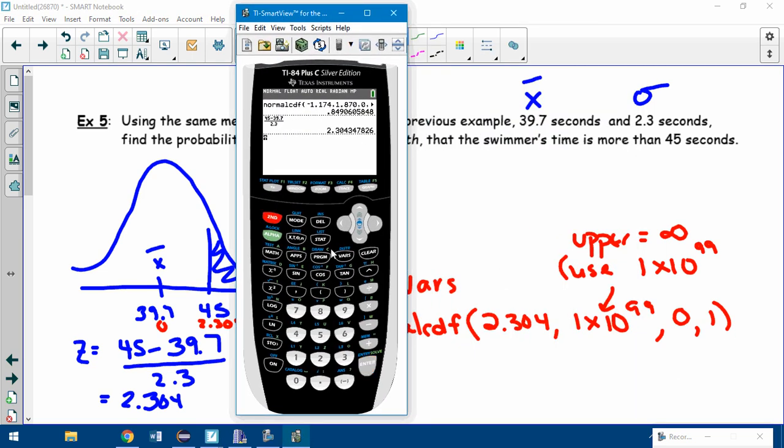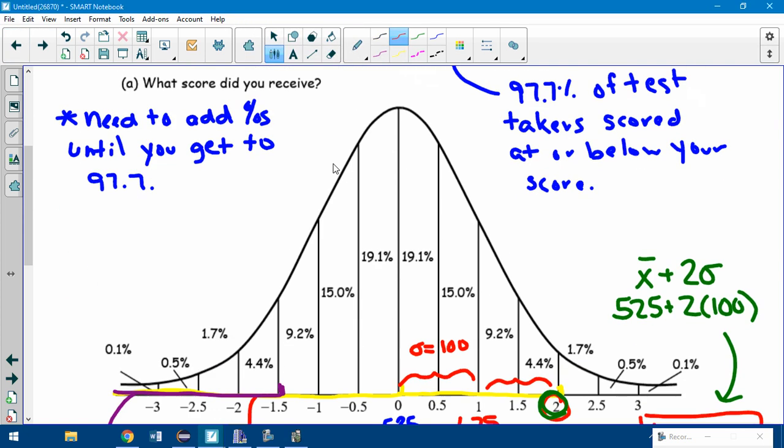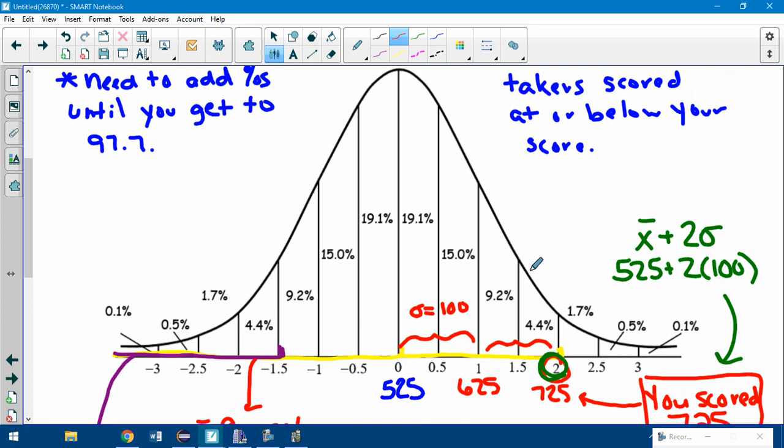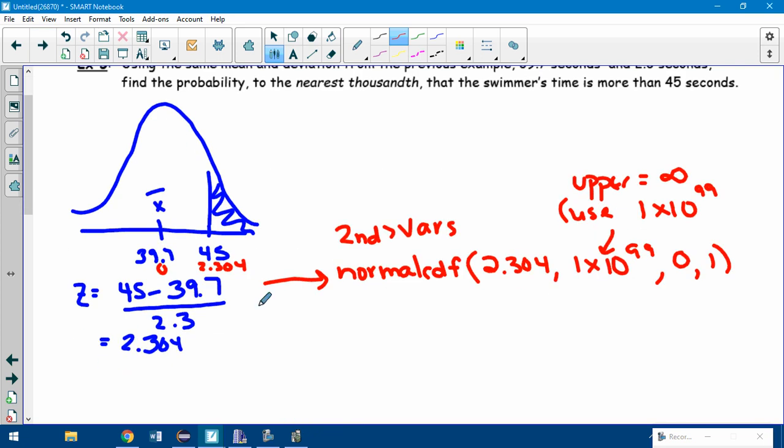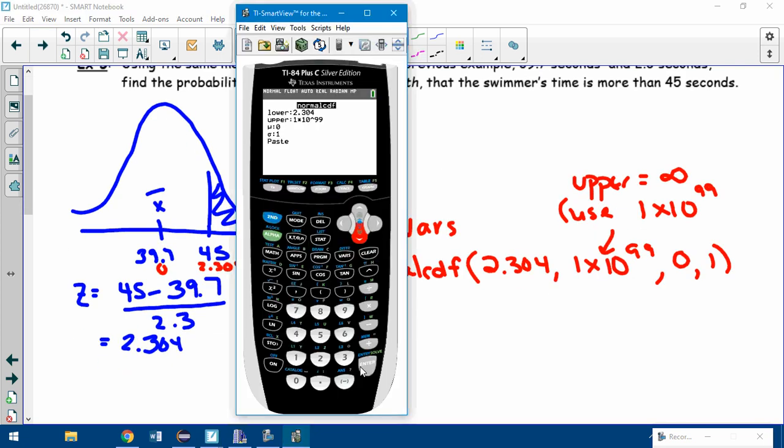Okay, so I'm going to go to second distribution again. Normal CDF. My lower is 2.304. My upper is 1 times 10 to the 99th power. The mean of 0, standard deviation of 1. And what this is doing is it's taking that picture. Keep in mind what this is doing. It's taking this picture and it's calculating the area under the curve. It's kind of doing some calculus to calculate the area under the curve between a certain spot and another certain spot. So what you're really doing is using that picture. Your calculator can calculate the percent underneath there.